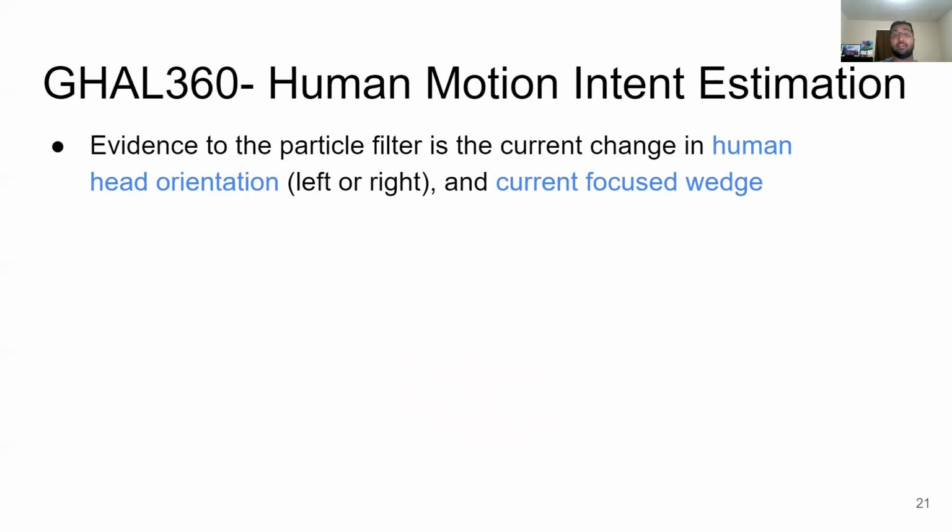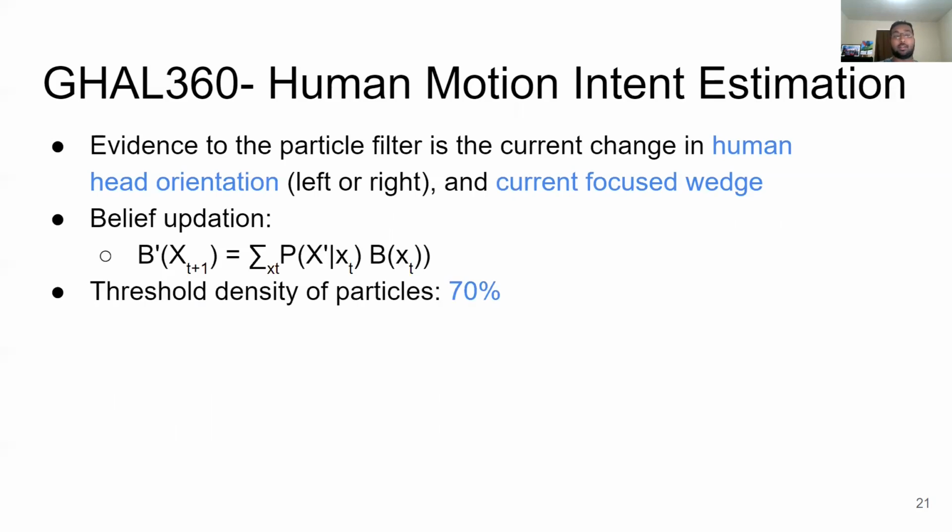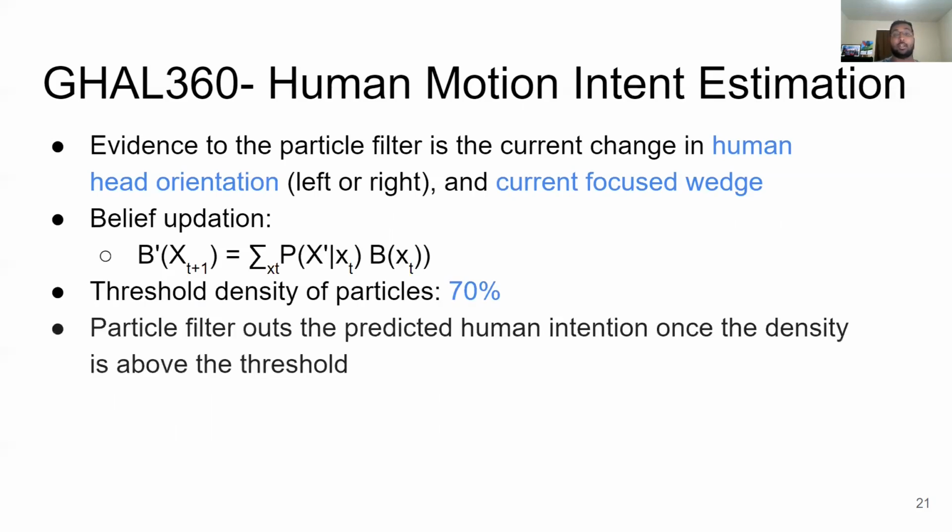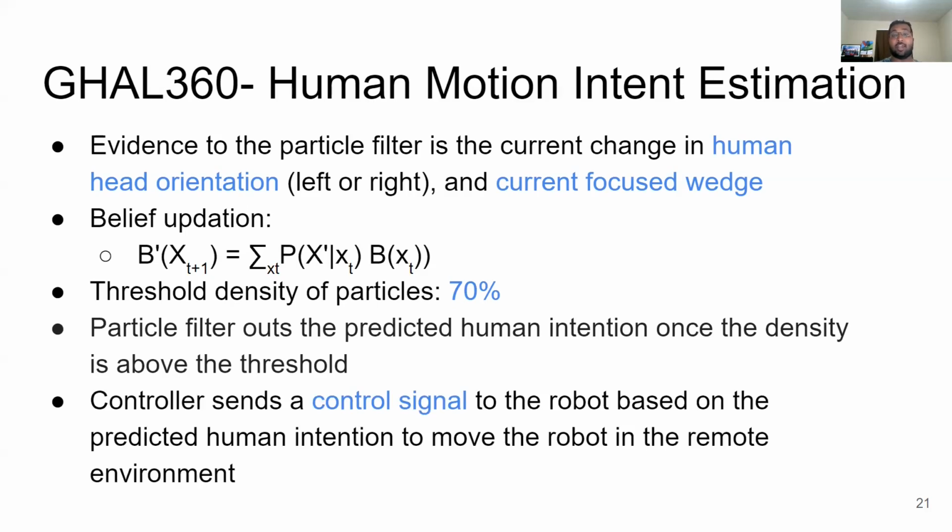At every step, the evidence to the particle filter is the current change in the human head orientation, whether it's left or right, and the current focused wedge. Here is the equation we used for belief updation. The threshold density of the particle was set to 70%. The particle filter outputs the predicted human intention once the density is above this threshold. Finally, we use a controller that sends a control signal to the robot based on the predicted human motion intention that moves the robot in the remote environment.